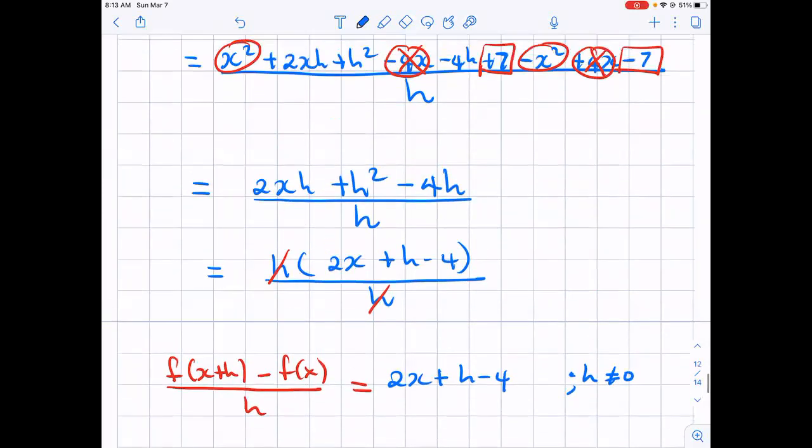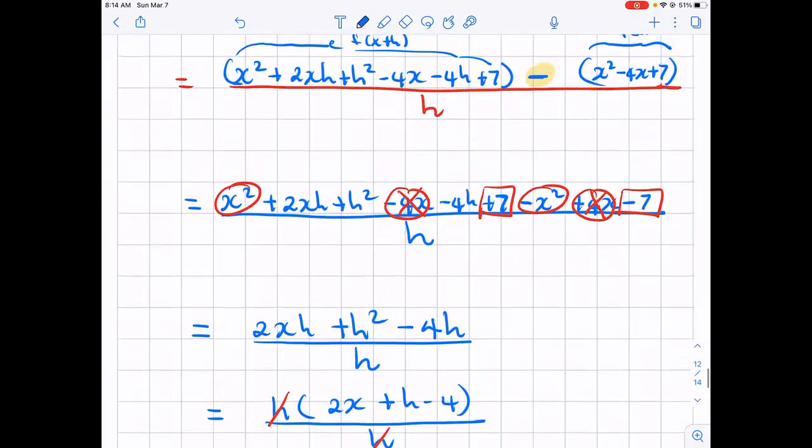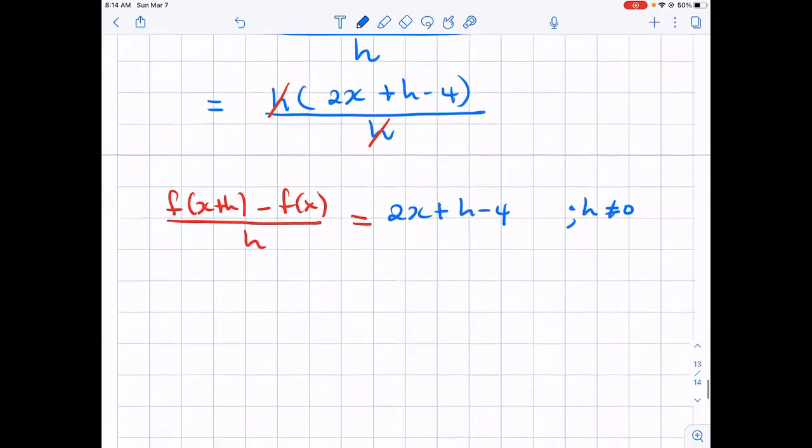So this is called the difference quotient. We want to make sure that you become very proficient with the difference quotient, because this will be used tremendously in calculus.